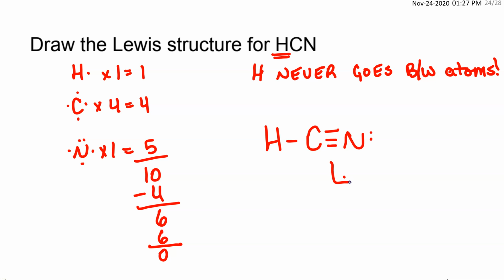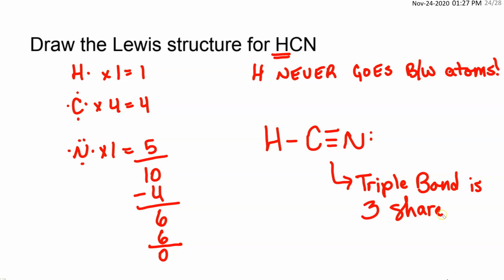Okay? A triple bond is 3 shared pairs. So a triple bond is 3 shared pairs of electrons. 2 originally, and then 2 electrons that have been pulled over by the bond, and 2 more that have been pulled in to form the triple bond. Okay?